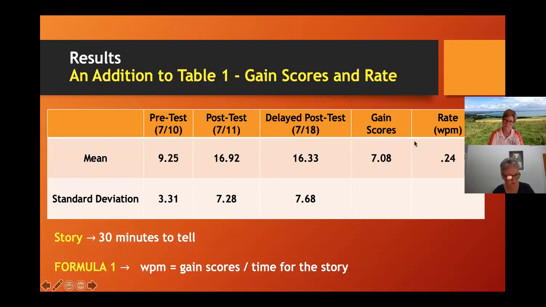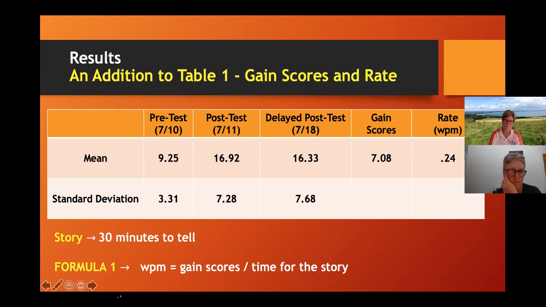So we can calculate the rate by saying words per minute equals the gain scores over the time for the story. So 0.24 was the calculation, the rate that we came up with. Gain score 7.08 over 30 minutes. That's what gave us the 0.24.